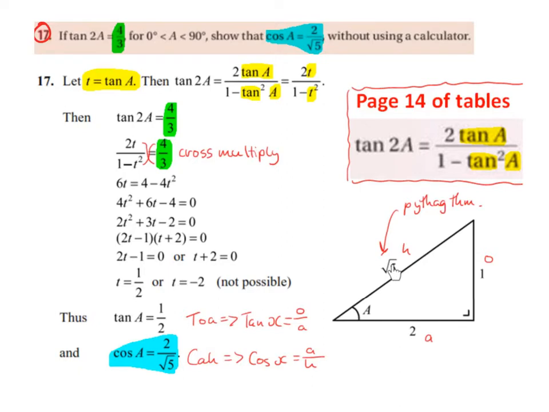We're going to use Pythagoras' theorem to find the unknown side, which is the hypotenuse, which works out to be root 5. So we're told cos of A is 2 over root 5. And cos, we use the formula CAH, which is cos of x equals A over H. And the 2 represents the adjacent, which is what we had. And the root 5 represents the hypotenuse, which is what we found from Pythagoras' theorem. So we have shown that this is true.